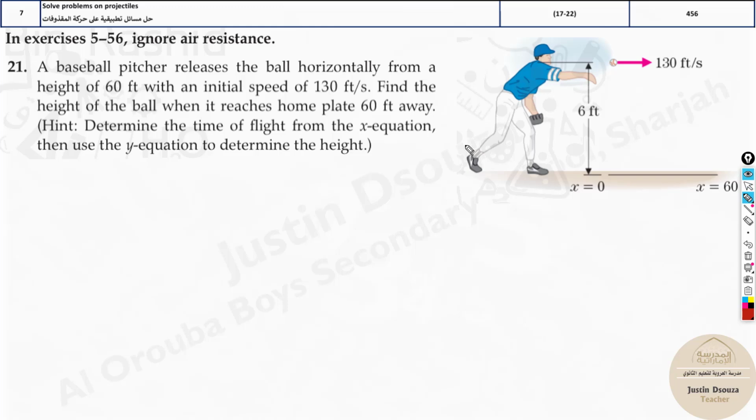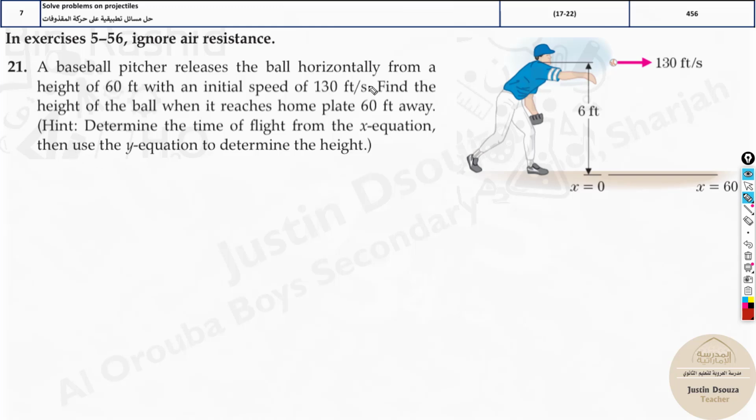The figure is given, and over here it's about the baseball. A baseball pitcher releases the ball horizontally from a height of 60 feet, and it has an initial speed of 130 feet per second. Find the height of the ball when it reaches the home plate 60 feet away. Hence, determine the time of flight from the X equation.